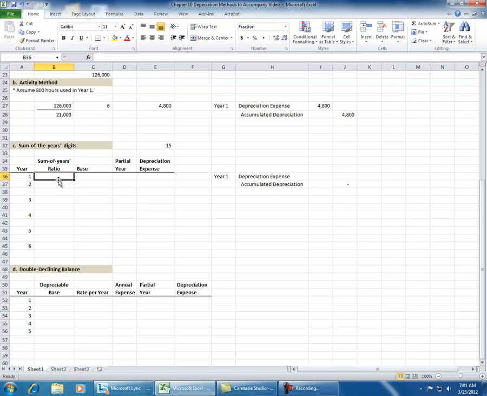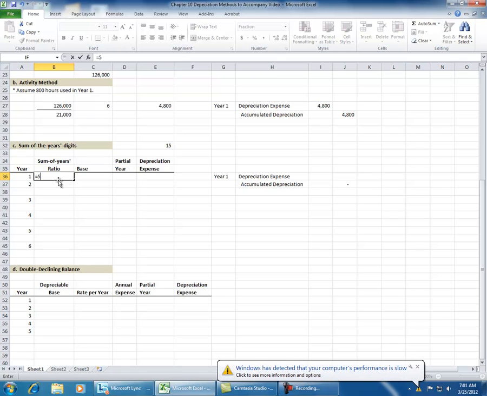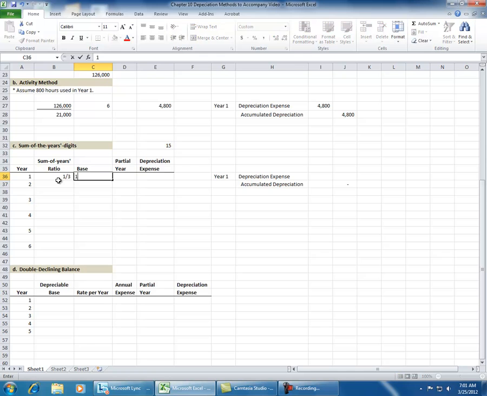Now that we've computed the base, we can work on the calculation of depreciation for each year. In the first year, we're going to take the most depreciation. We're going to take 5 out of 15, and we're going to multiply that by our base of 126,000, which again is the cost minus the salvage. And we're going to multiply that by our partial year. So we're going to have 5 months from August 1st to December 31st out of 12. So finally, for that first year, we're going to take each individual amount and multiply across. So the first year, we're going to have depreciation expense of $17,500.